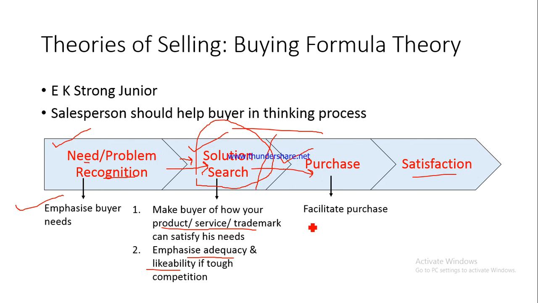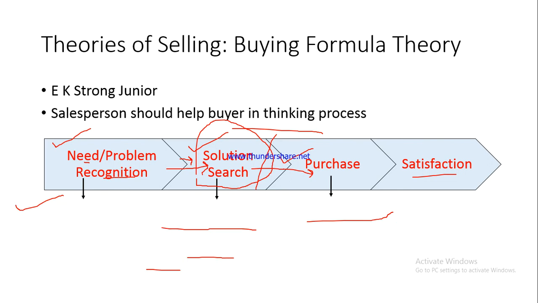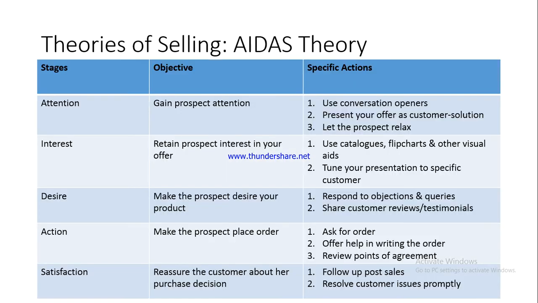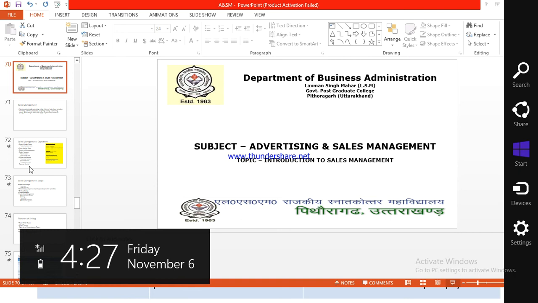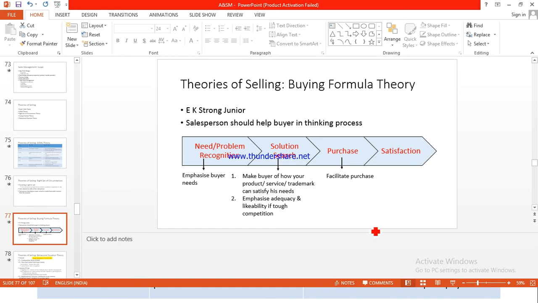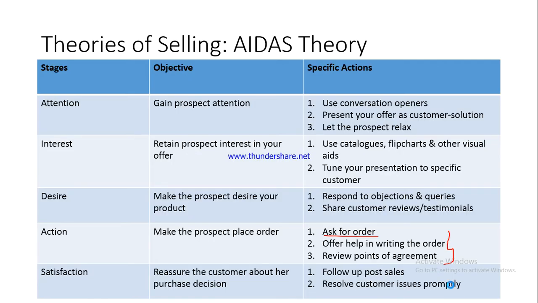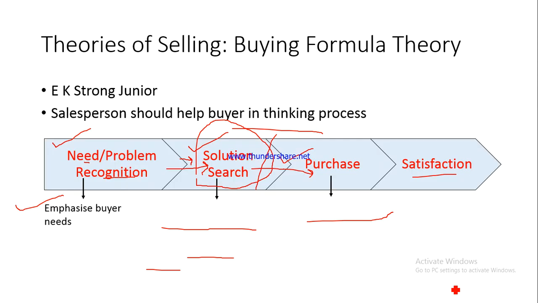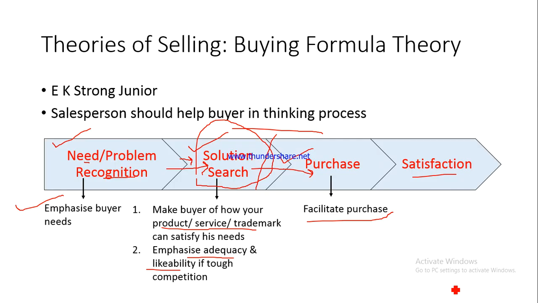And how do you do this? Facilitate purchase. We have given some examples of how you can facilitate purchase. If you remember in the last slide that we discussed, let me go back a little bit. So how do you facilitate the purchase? Have a look at this. Right, you ask for the order, you offer help in writing the order. So now this is how you facilitate the purchase. Is that making sense? So this is how you'll facilitate the purchase for him. Now this will make him purchase your product.